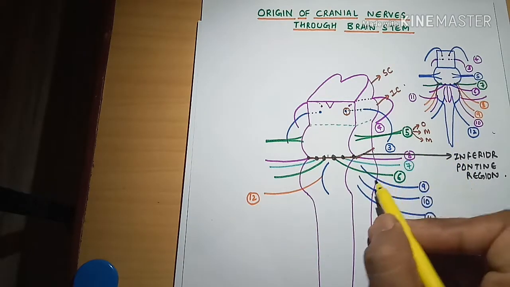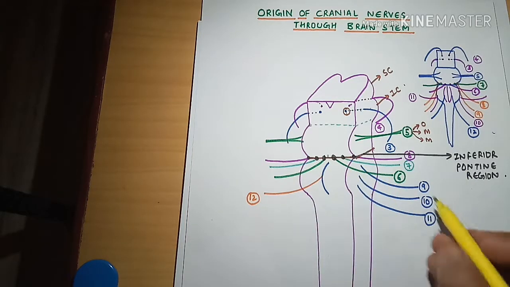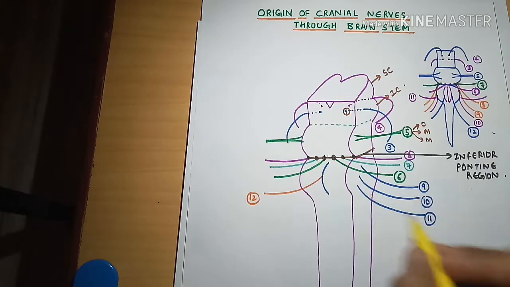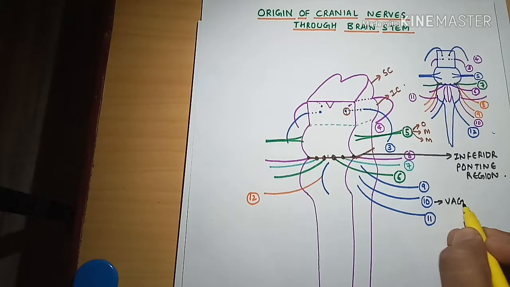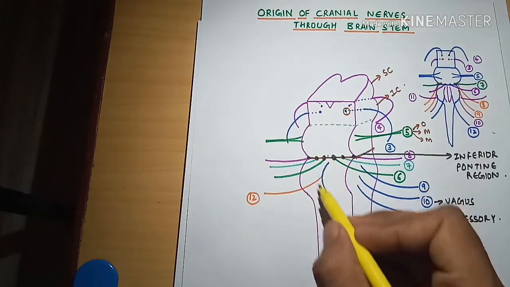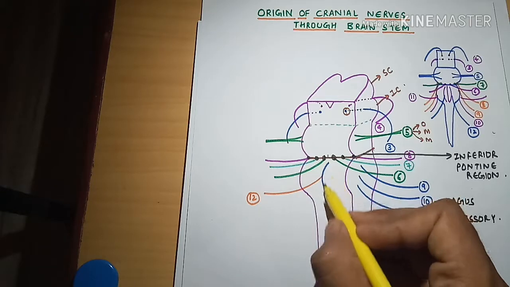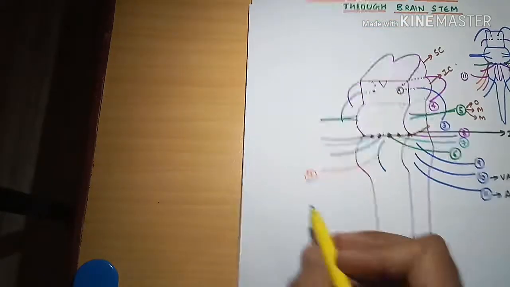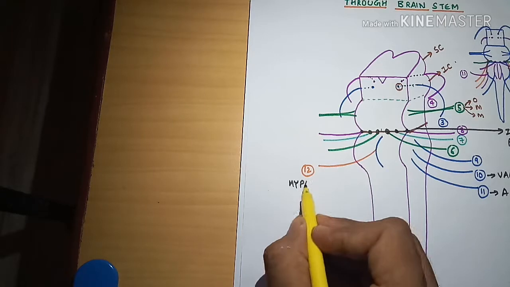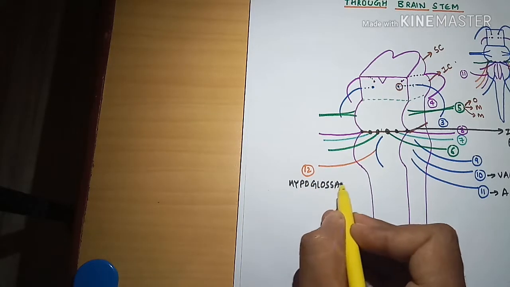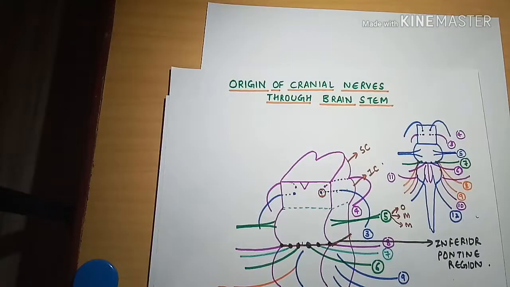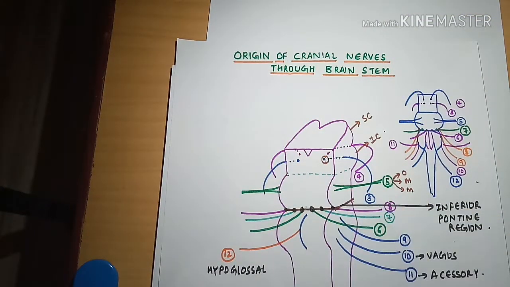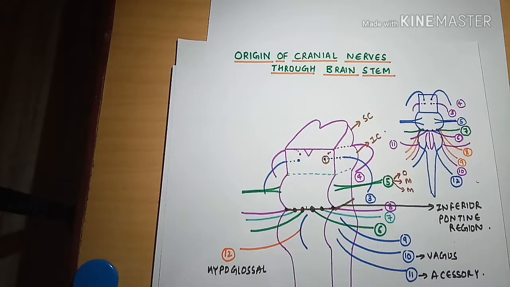And much more lateral to this, the 9th, 10th and the 11th cranial nerves get their origin. The 10th is the vagus nerve, the 11th is the accessory nerve. And at the junction of the olive and the pyramid, the 12th cranial nerve, which is the hypoglossal nerve, gets its origin. Okay, so this is the origin of the cranial nerves through the brainstem from the anterior aspect.